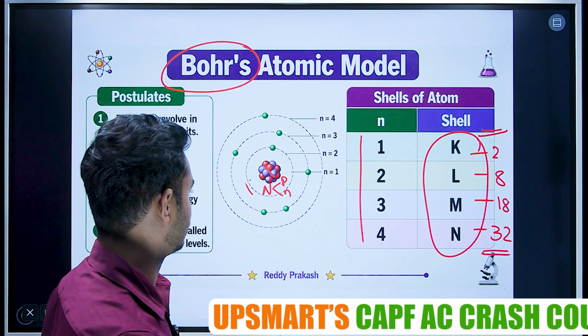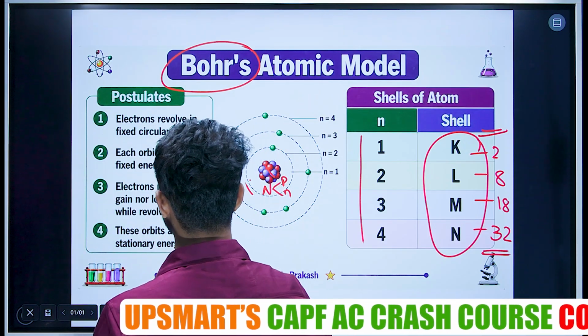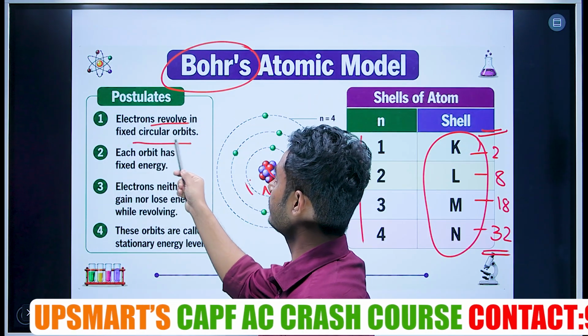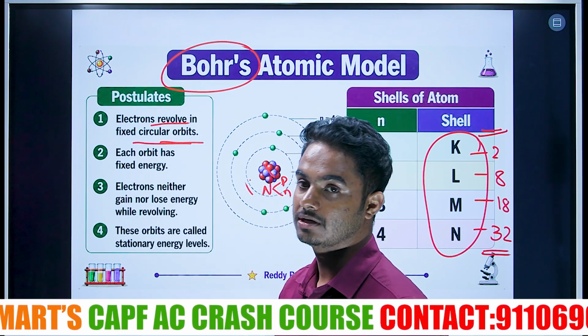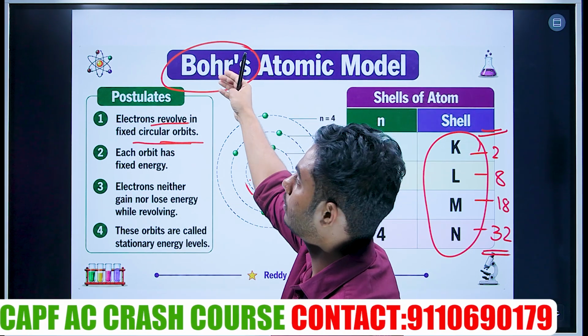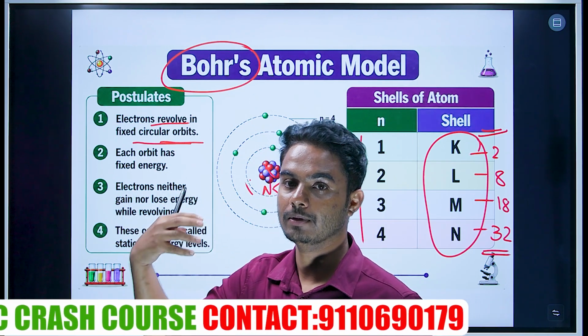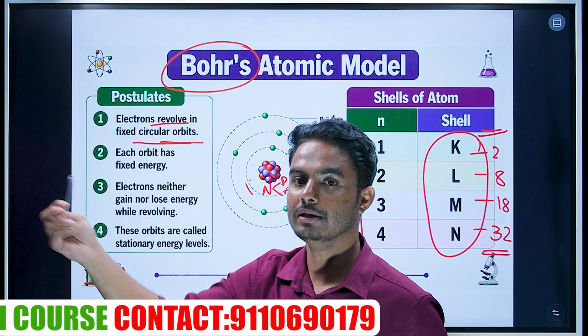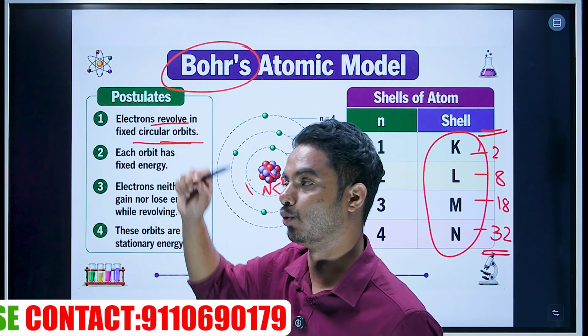Fine with this? So the naming of the shells and how many electrons each shell holds was given by Bohr, right? His postulates were that electrons revolve in fixed circular orbits. The shells were given by Bohr, not Rutherford. The improvement over the Rutherford model was given by Bohr.